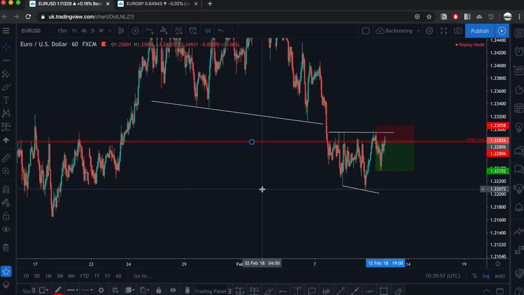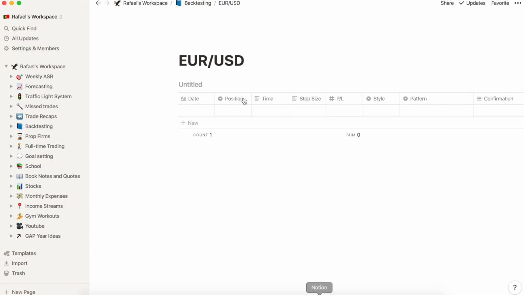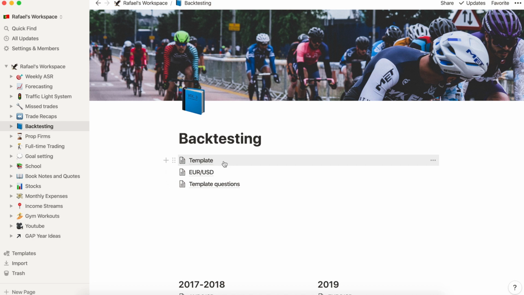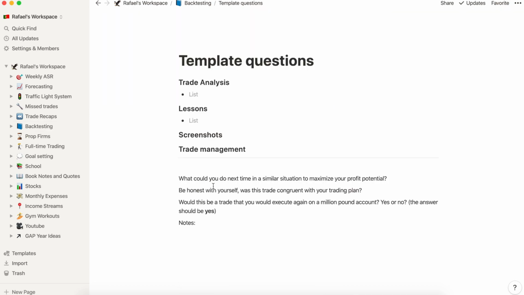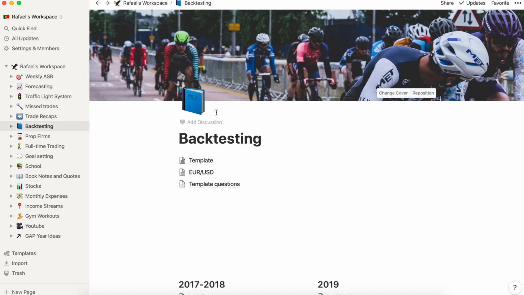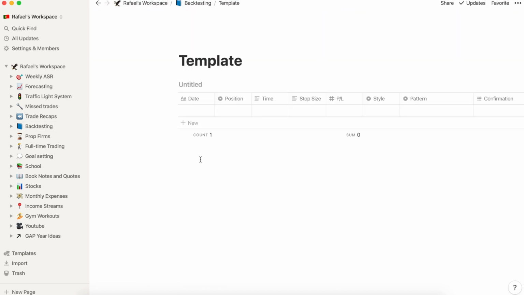So guys, I just took a break even on euro dollar on a short position, and now I'm going to guide you through how I document my trades. So I go to my Notion and I have two templates, which is the normal template as you've seen now for the euro dollar, and the questions template. So this is what I put in every trade. So I'm just going to copy this.